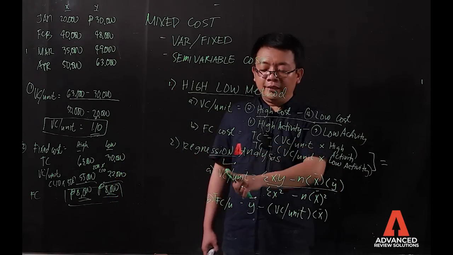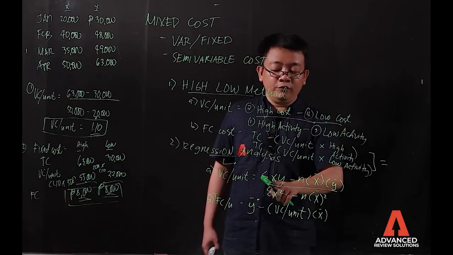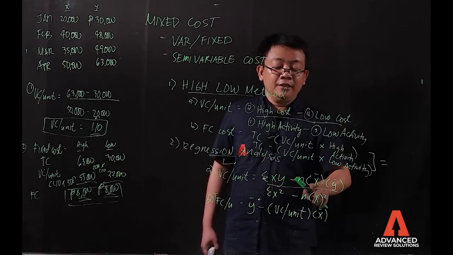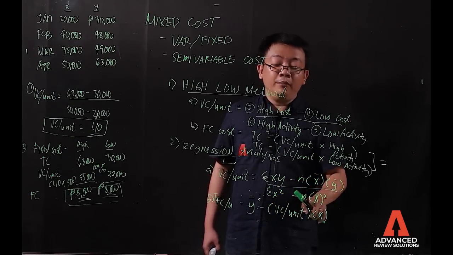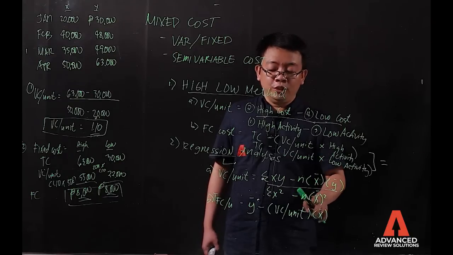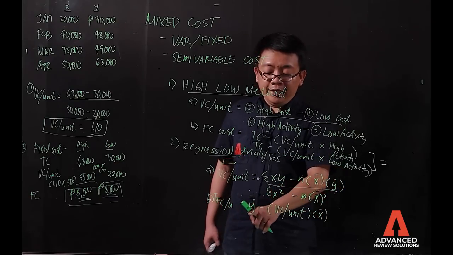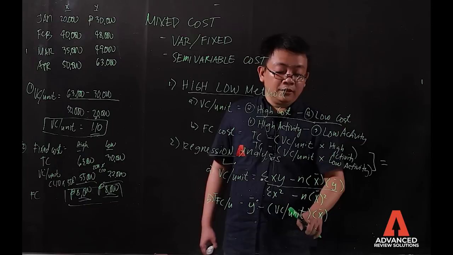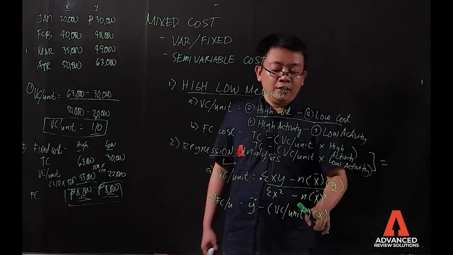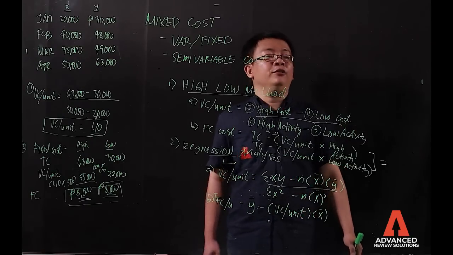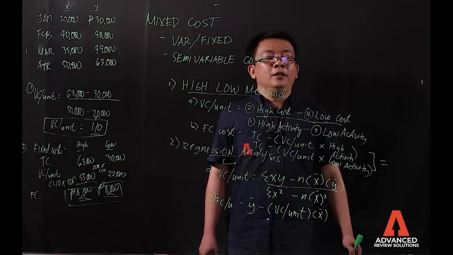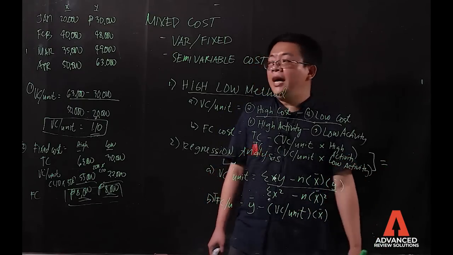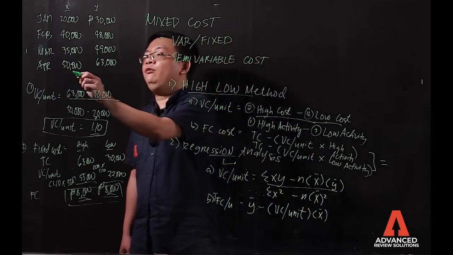Alright, next is all about regression analysis. How do we compute that? Variable cost is summation of XY minus N times the average of X and Y, divided by summation of X squared minus N multiplied by X average squared. Then fixed cost is average Y minus variable cost per unit, multiplied by X average. How do you compute that? First thing is to get the totals. We add first here.